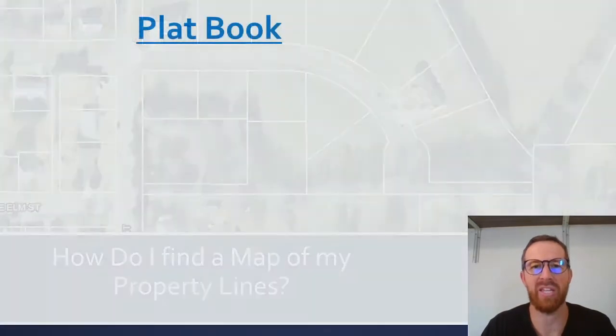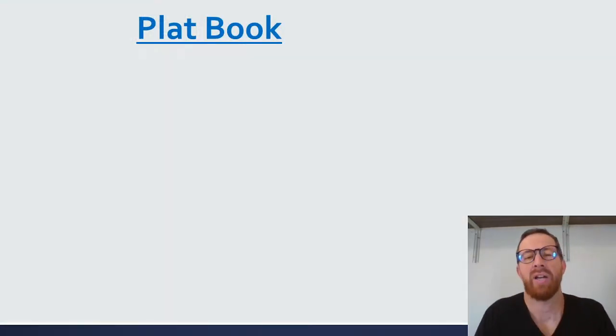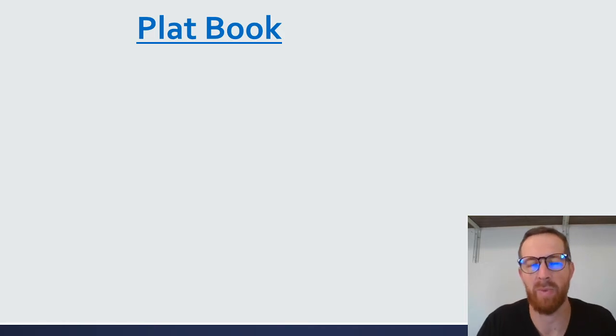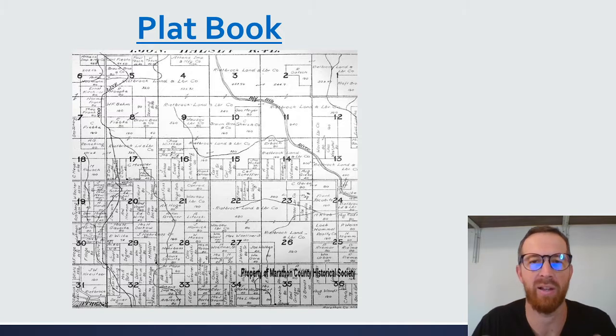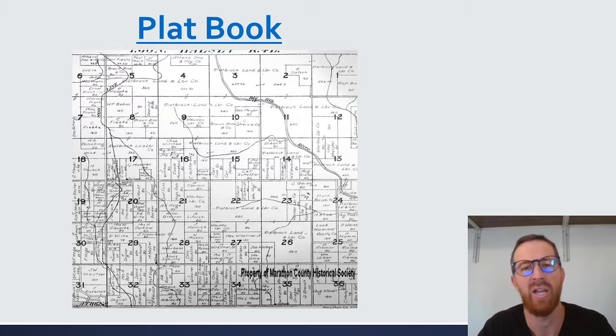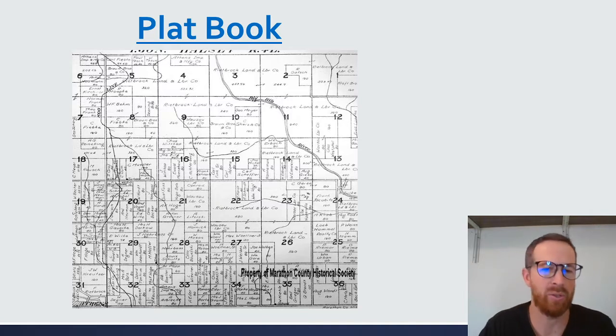Okay, so the first thing is the traditional plat book. Now, when I was a kid, I remember my grandpa was a farmer, and he had this book on his coffee room table, and it showed all of the property lines of all the pieces of property in the entire county. There were different pages with sections and blocks, and it looked about like the map that you see right here. It was all written on paper. There was no satellite imagery. And you pretty much had to be a surveyor or really know what you were doing to figure out what was what in the plat book.